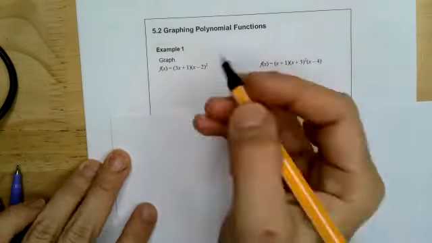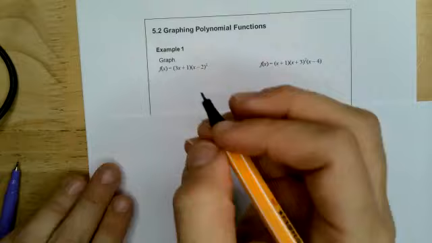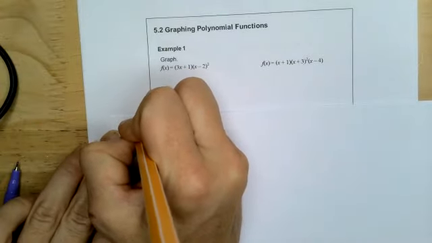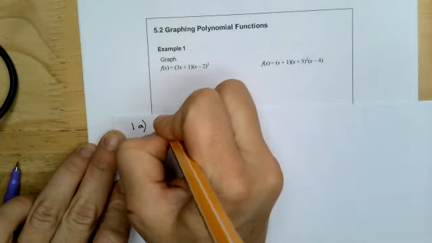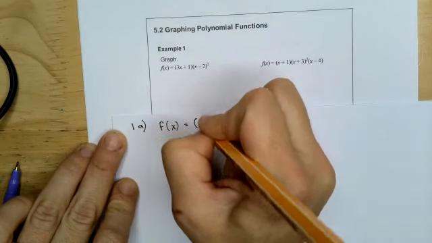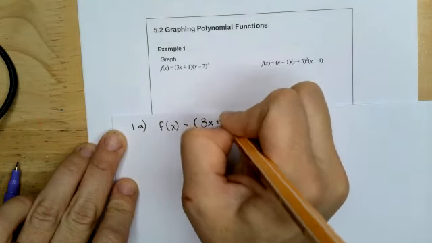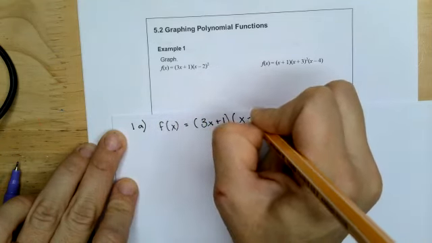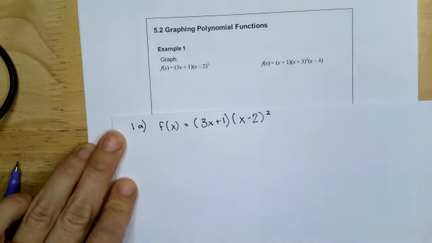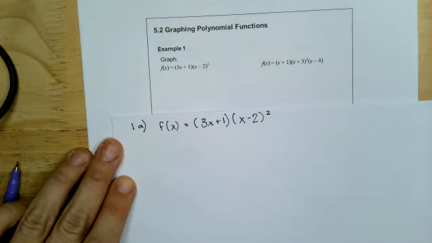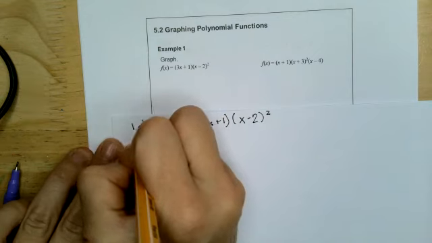Example 1 is the graph of f of x equals 3x plus 1 times (x minus 2) squared, right? And what did I say we want to know? We want to know the leading term. Let's start there.